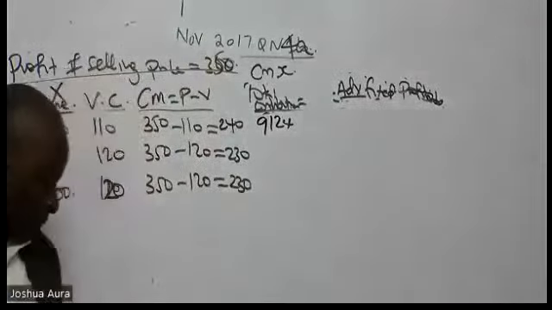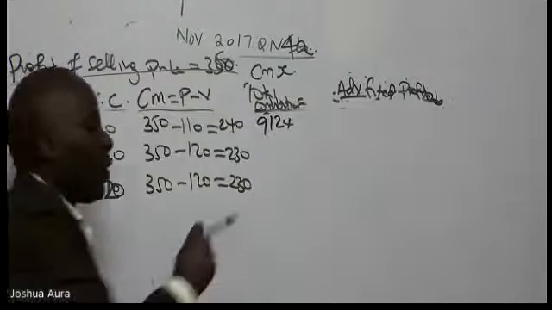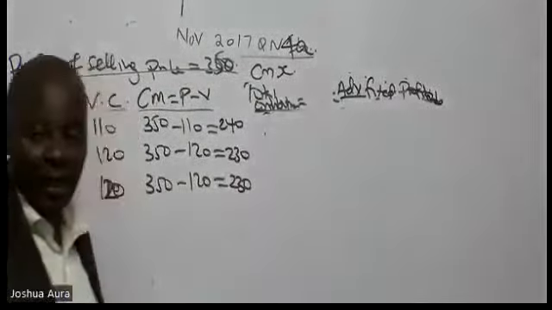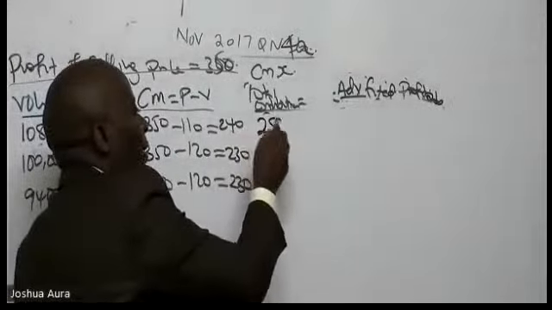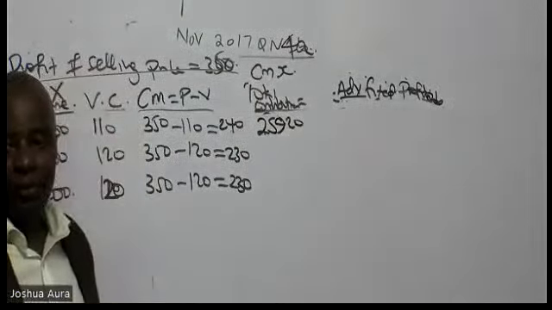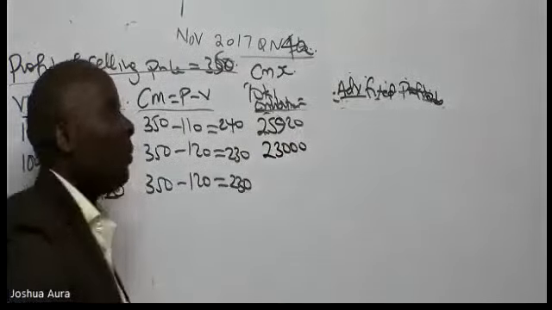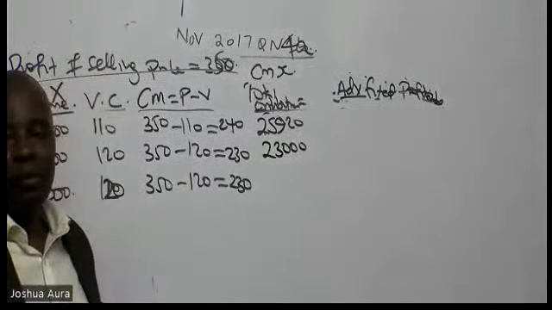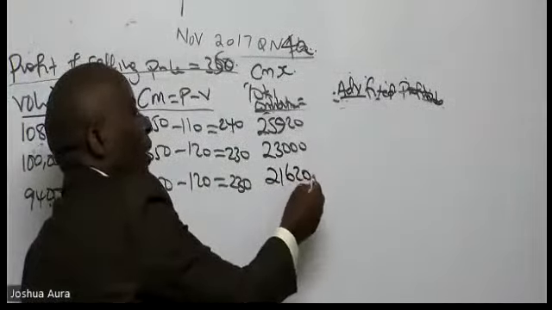How about the second one? Nope, that figure is not correct. The first one, I'm being reminded there, is 25,920. The second one is 23,000. How about the third one? The third one is 21,620, like that.